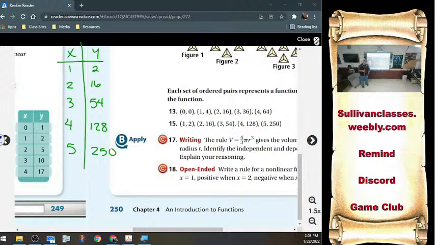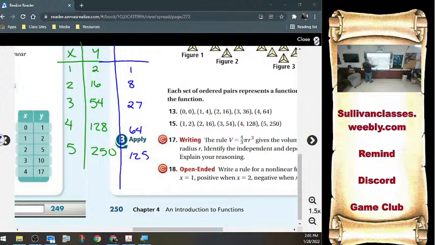What do all of my y's have in common? They're all even. What would happen if I divided all of those by 2? Just throwing out an idea here. They're all even, so divide them by 2. 1, 8, 27, 64, 125. I hope those numbers look familiar.